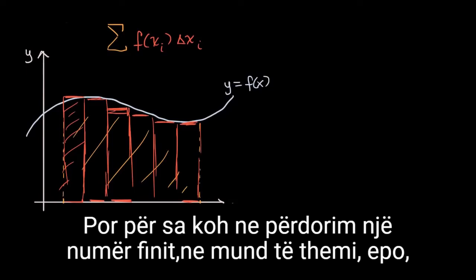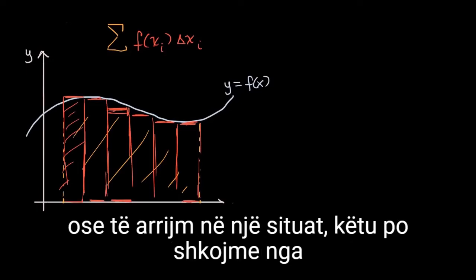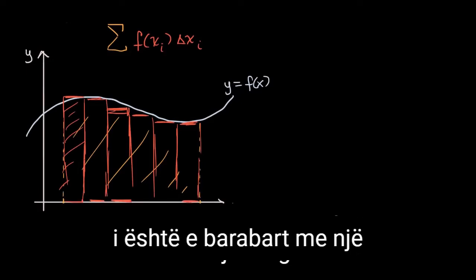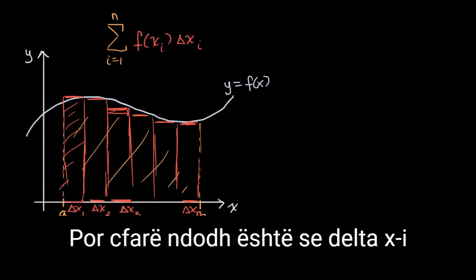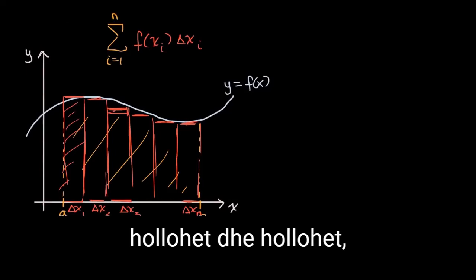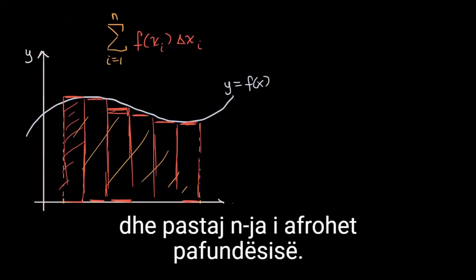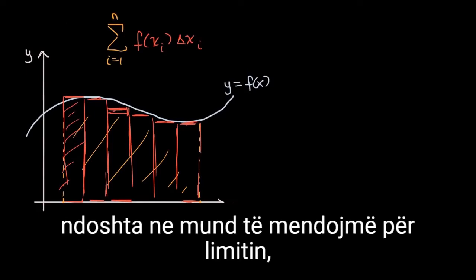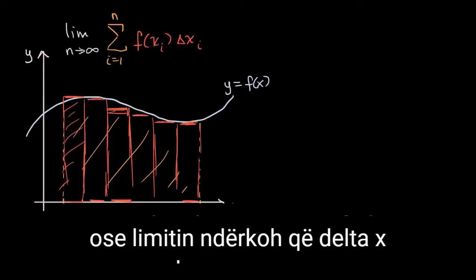But as long as we use a finite number, we might say, well, we can always get better by making our delta x's smaller, and then by having more of these rectangles. Here we're going from i is equal to 1 to i is equal to n. But what happens as delta x gets thinner and thinner and thinner, and n gets larger and larger and larger? As delta x gets infinitesimally small, and as n approaches infinity. And so you're probably sensing that we could think about the limit as n approaches infinity, or the limit as delta x becomes very, very small.